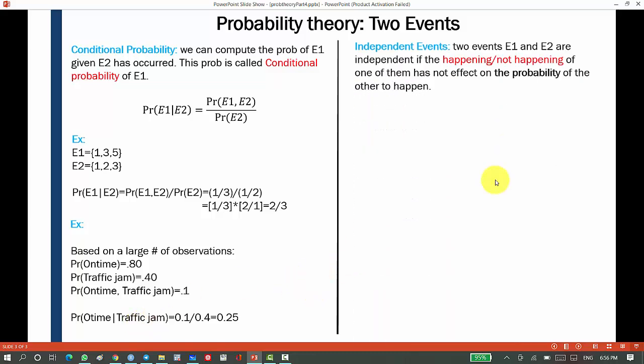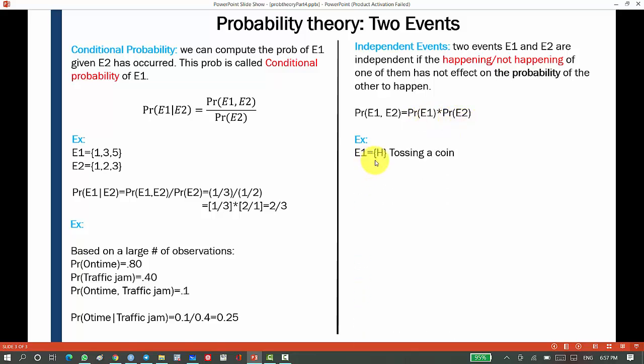Two events are called independent if the happening or not happening of one of them does not provide any information about the probability of the other one. In other words, the conditional probability of E1 given E2 is the same as the probability of E1. That means the happening or not happening of E2 is not relevant to the probability of E1. As a result, the joint probability of E1 and E2 is the probability of E1 times the probability of E2.